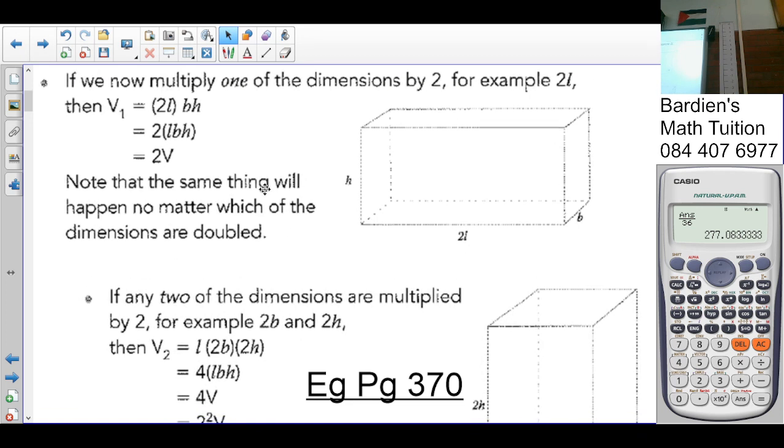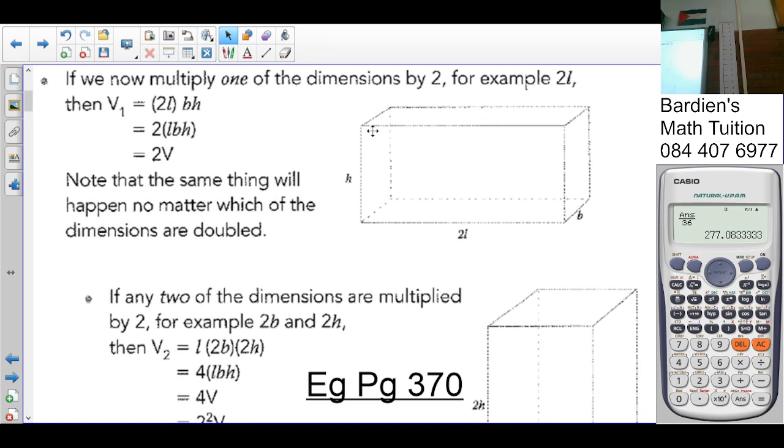Here we are told if we now multiply one of the dimensions by 2, for example, 2L. So we're taking one of the lengths and multiplying it by 2. Then the volume of this piece now is going to be 2 length times breadth times height. So what does that mean? By taking one length and doubling it, what does that do to the volume?